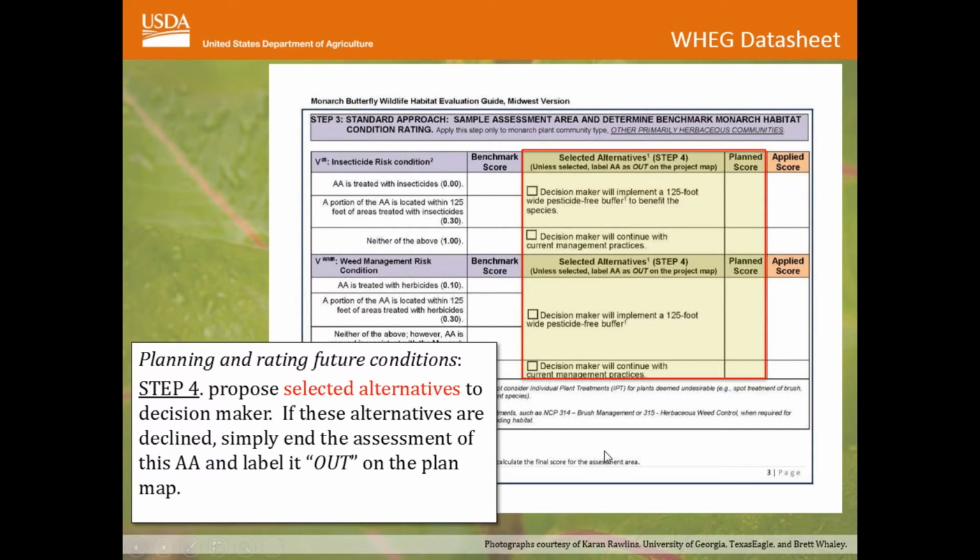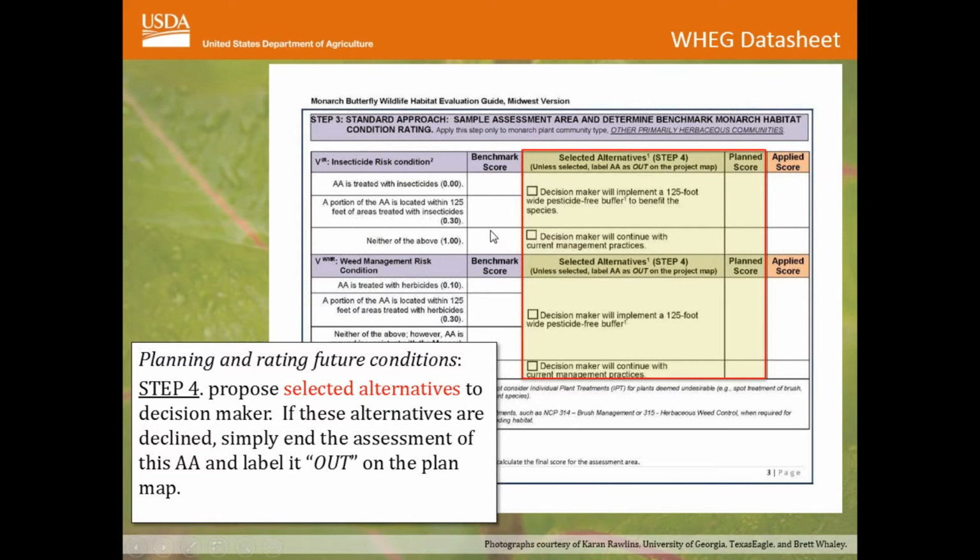The selected alternatives, this is kind of our decision matrix part of this. As you go through here, you can select the selected alternative, and like I said, we'll go through that in more detail, but this is part of the decision matrix.